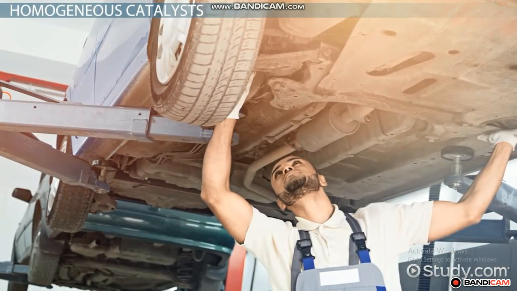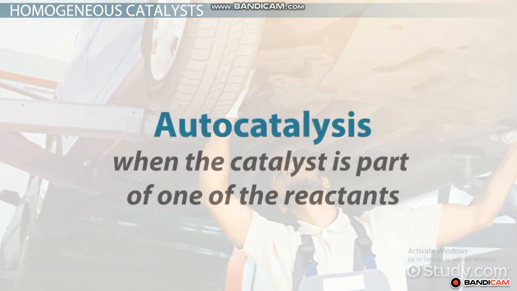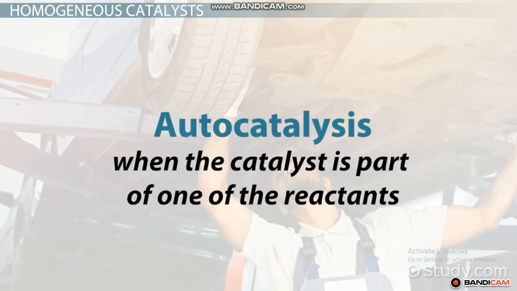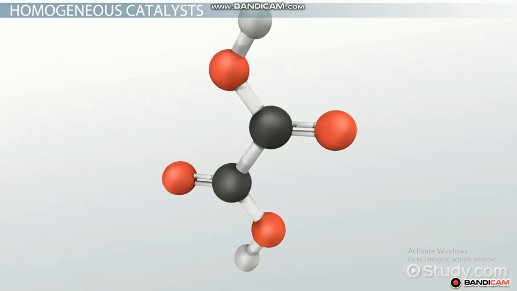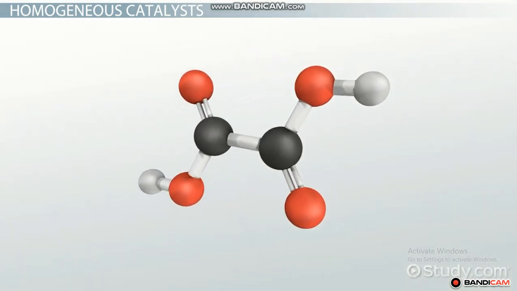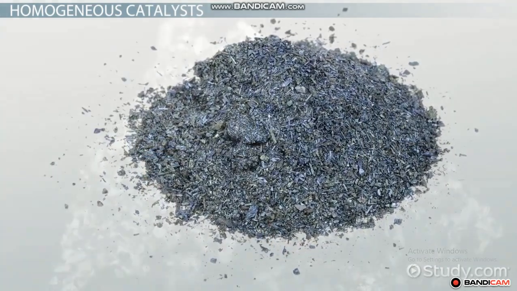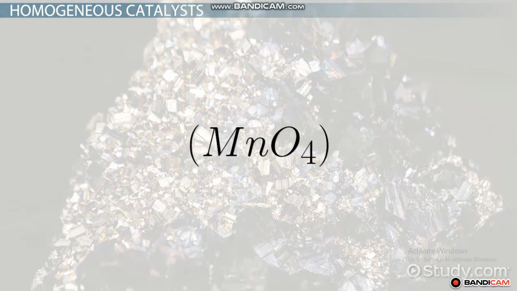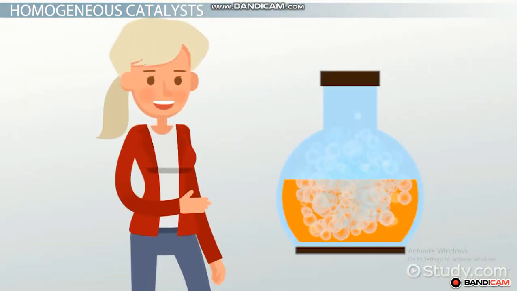A subset of a homogeneous catalyst is autocatalysis. Autocatalysis is when the catalyst is part of one of the reactants. When oxalate, C2O4, reacts with oxalic acid, a slow reaction occurs where carbon dioxide is formed. But if manganese is added, it speeds up the reaction substantially. The manganese can be added as MnO4, replacing the oxalic acid. In this case, the manganese is part of the reactant, so autocatalysis is occurring.